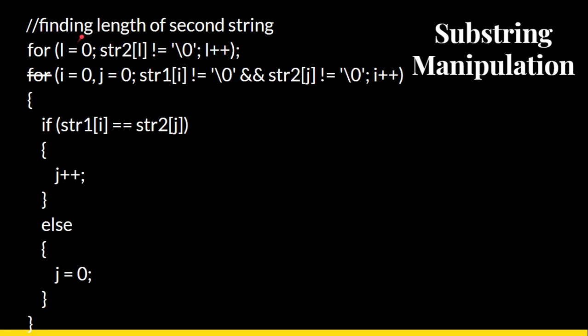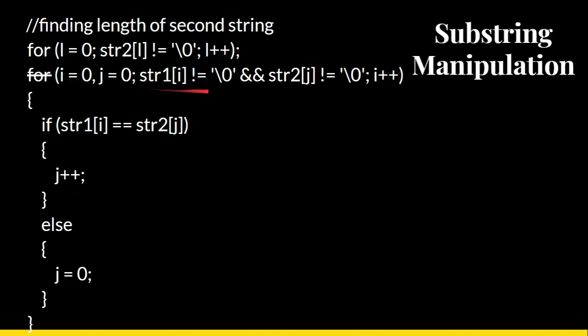For L is equal to 0, string 2 of L not equal to end of string, this is the null character, L plus plus. So this is to check with the second substring. The second string has to be checked till the end of the string is reached. That means the substring is completed. This \0 says any string is completed. Okay. So the small string is checked inside the big string.